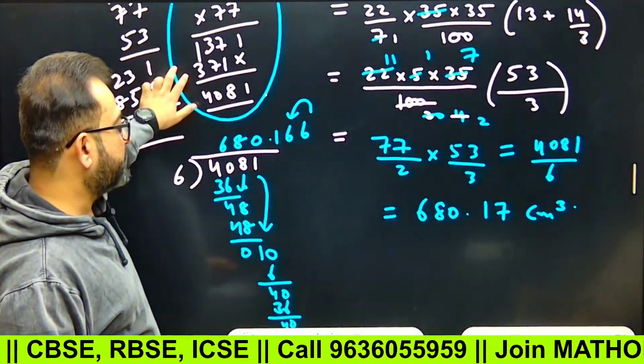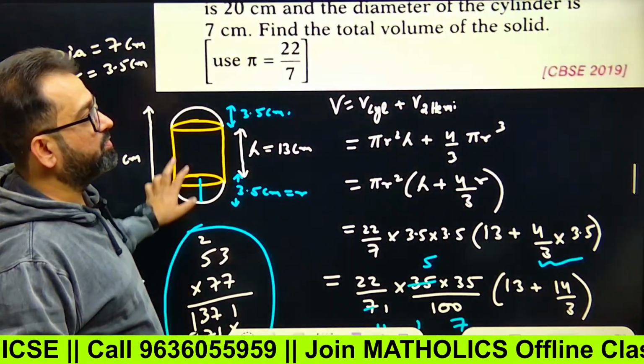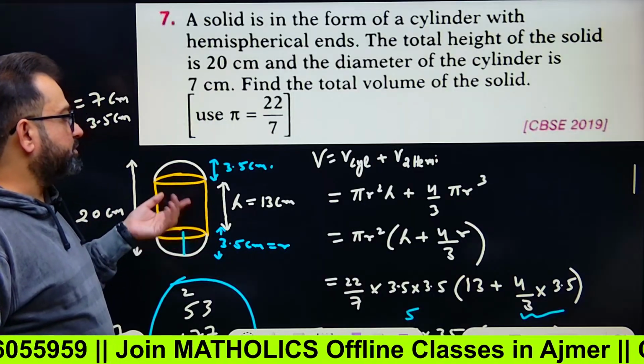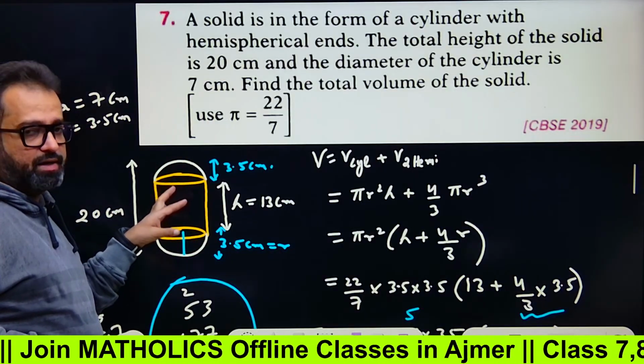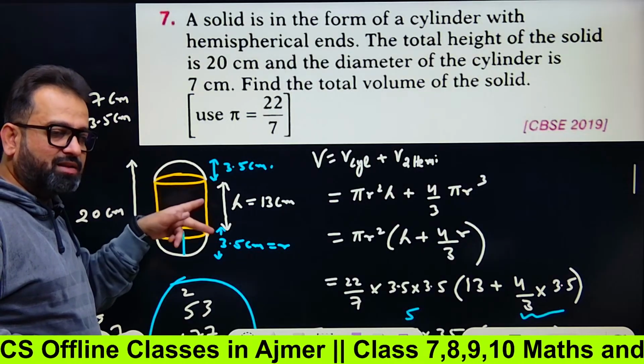Answer for this amazing and beautiful question is 680.17 centimeter cube. So you must calculate it and get the answer. You must add the volumes of two hemispheres and one cylinder: 2 by 3 pi r cube, 2 by 3 pi r cube, and pi r square h. Add them and get the answer.